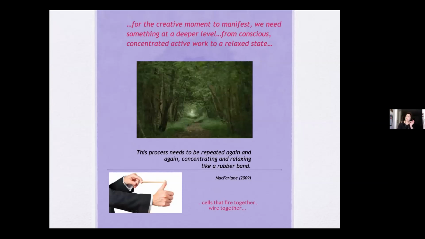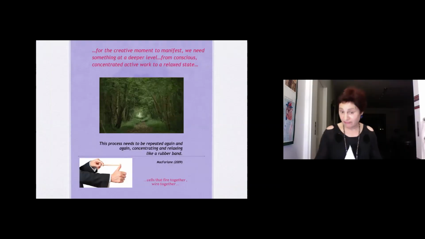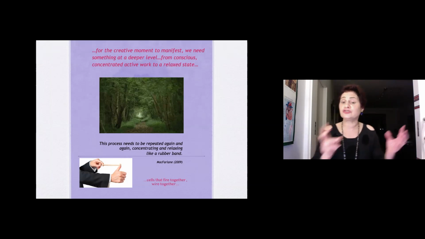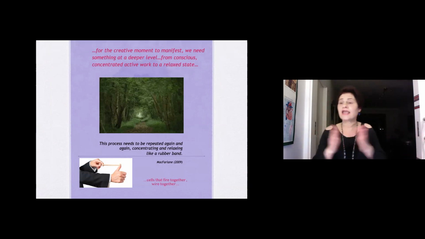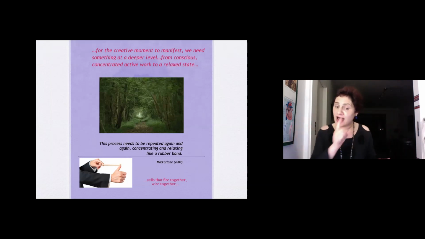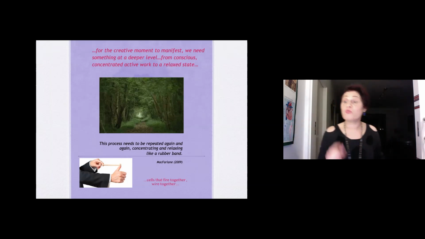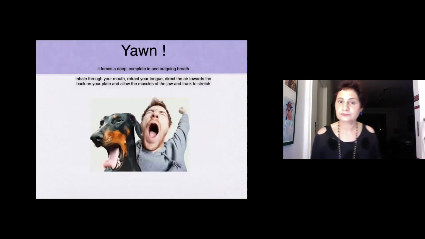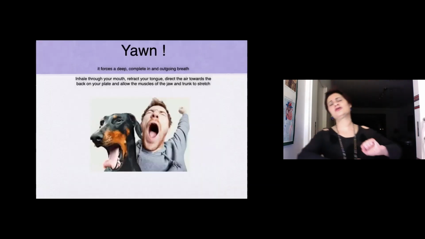We need something at the deeper level, from conscious, concentrated, active work to a relaxed state. And McFarlane specifies that this process needs to be repeated again and again, concentrating and relaxing like a rubber band. And remember, cells that fire together wire together. And again, let's go back to our yawn.